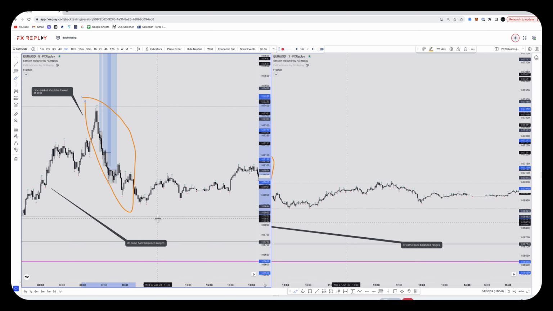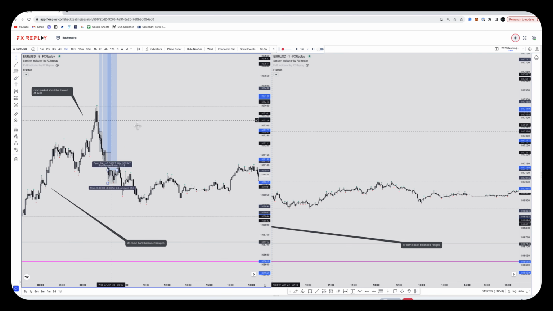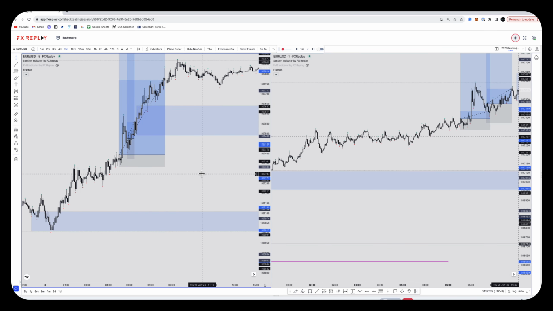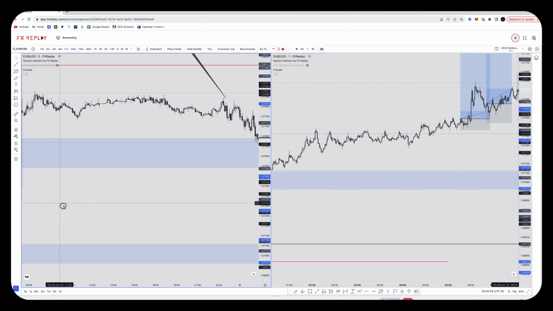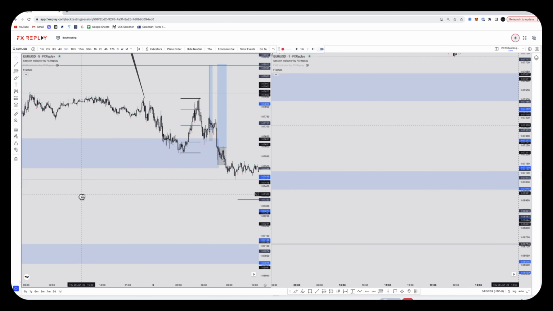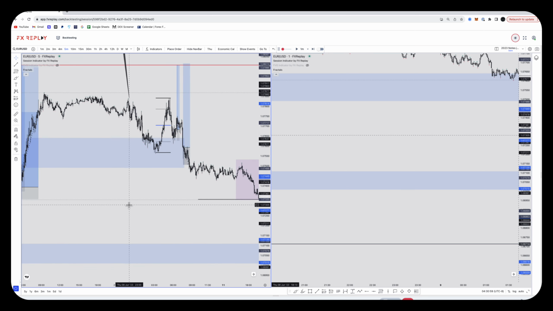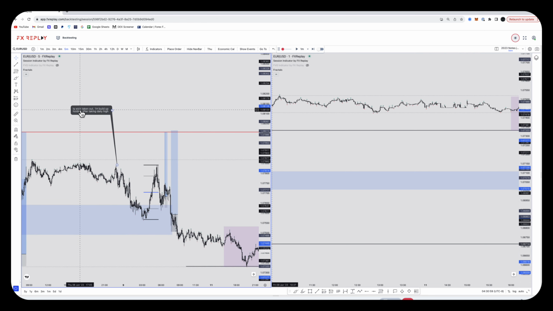By the looks of things, nothing moved till out of session. I was going the wrong direction. So this one was just wrong bias. This one, I don't know. I might have got partials on these. By the looks of things, took losses.